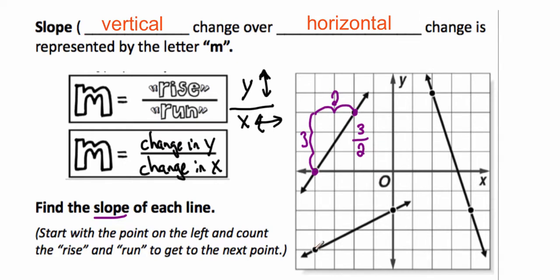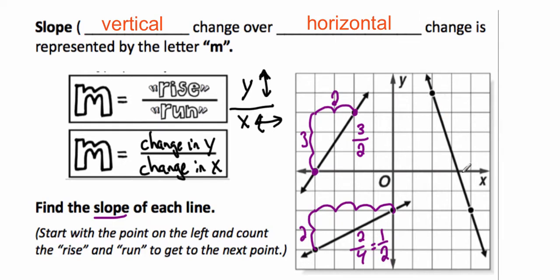Down here, it went up 1, 2. It went over 1, 2, 3, 4. So we'd say 2 over 4. But because it's a fraction, we always simplify it. So we call this 1 over 2.